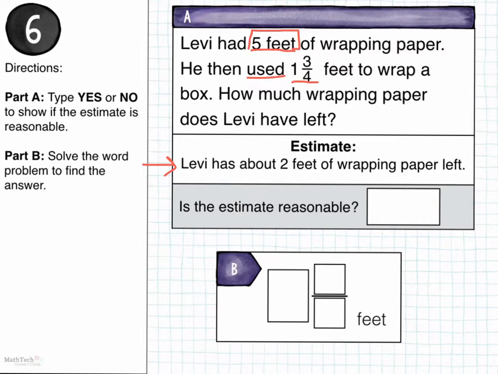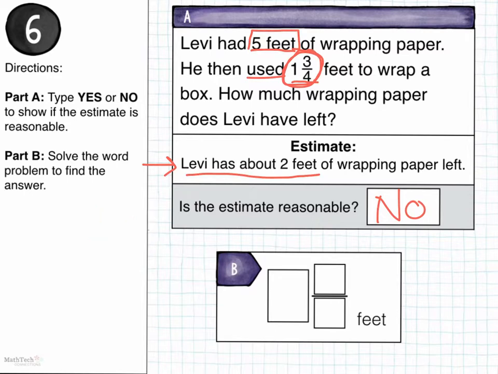They say Levi has about 2 feet of wrapping paper left, and our job is to determine, is this answer reasonable? Well, I know I've got 5 feet to start with, and this is how much Levi used. So I'm going to think about rounding. 1 3/4 is closer to 2 than it is to 1. So in my estimating, I'm thinking, okay, 5 minus 2. He used about 2 feet. So my estimate would be that he has 3 feet of wrapping paper left. So I would say no, this estimate is not reasonable because my estimate would be 3.